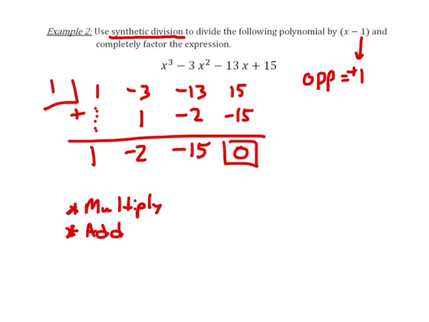This right here is our remainder. When this remainder is 0, that tells us that we have found a factor. That tells us that x minus 1 is a factor of this polynomial. What we're left with here represents 1x squared minus 2x minus 15. Notice the degree of this leftover polynomial. This is our quotient, actually. This quotient has a degree of 1 less than the original polynomial.